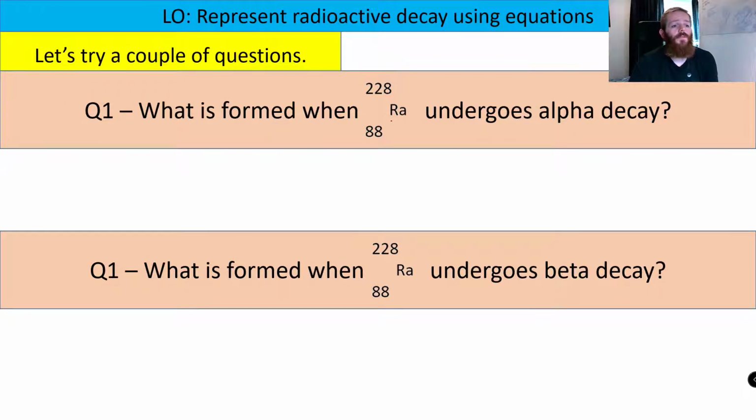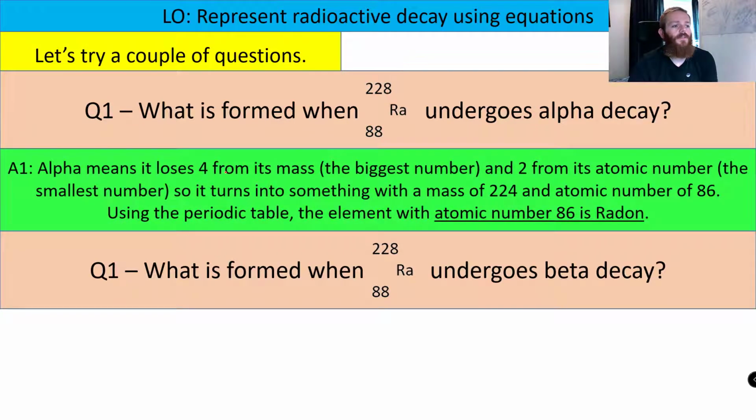Okay, let's go through those answers then. So I started off with radium. That's got an atomic mass of 228 and an atomic number of 88. What happens if it undergoes alpha decay? So let's have a look. So alpha means it loses 4 from its mass, which is the biggest number, not the number at the top.